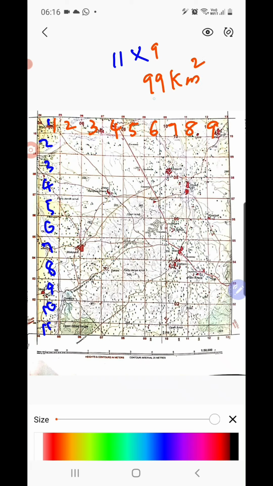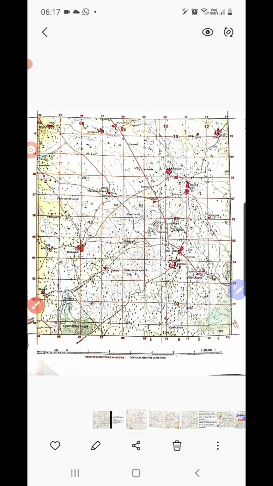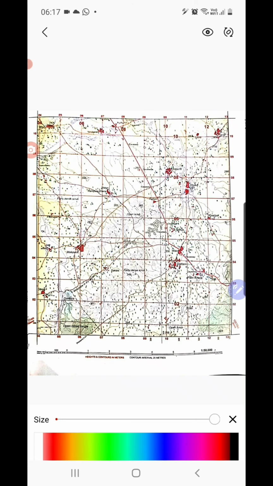Then you also know the length of the map extract. Suppose the question is asked to find the length of this map extract. How much? You see a vertical line: 1, 2, 3, 4, 5, 6, 7, 8, 9, 10, 11. The 11th one, you see the size is a little smaller. Anyway, let's consider it just like the other squares.